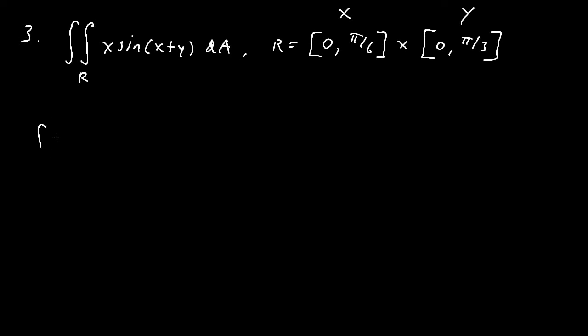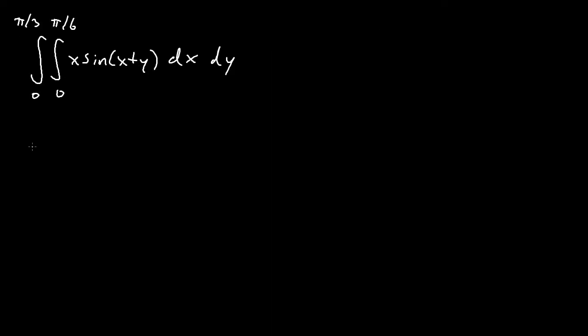So if I go ahead and rewrite the integral, we get the integral of x times sine of x plus y. So let's go ahead and just put the x bounds first on the inside integral, so from 0 to pi over 6, and then put the y bounds on the outer integral from 0 to pi over 3. So now if I rewrite the inside integral from 0 to pi over 6 of x times sine of x plus y dx. Now realize that since we're integrating with respect to x, once again x is going to be the variable, y is going to be the constant in this case.